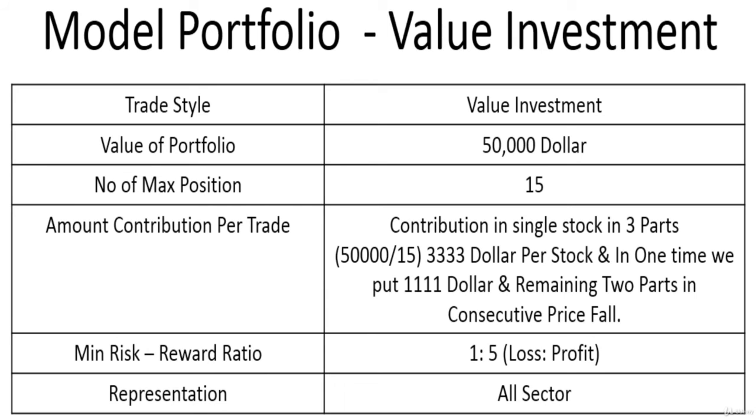We're not putting that $3,333 in a single part. We divide this contribution into 3 parts. Put one part at the current price, and the next 2 parts will be invested on consecutive falls. Minimum risk reward ratio is 1:5, and representation will be given to all sectors. That means create positions in various sectors at a point of time.